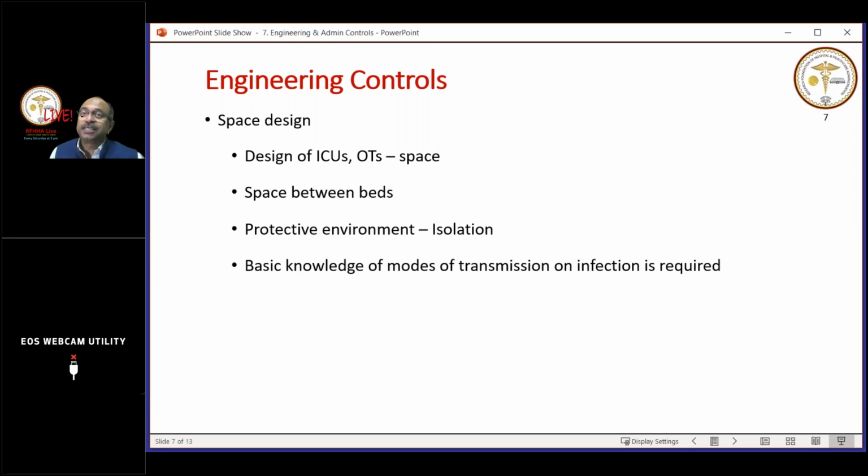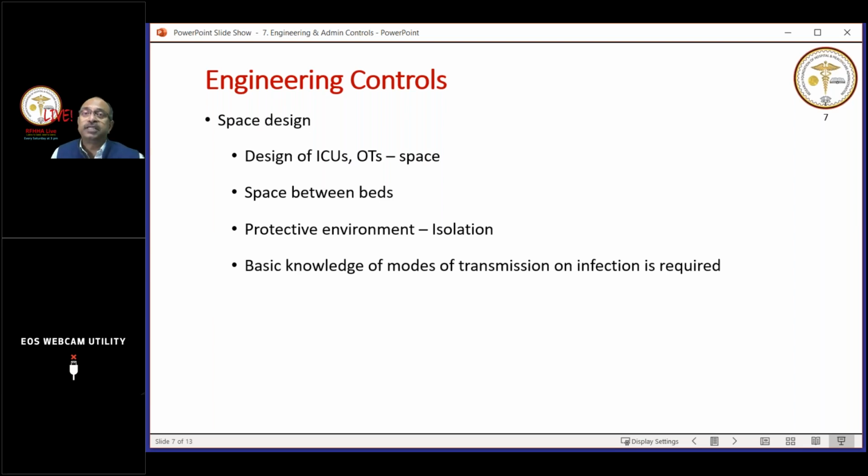Next, we have space between beds. Again, this is a function of total space availability. So if we have space available, one can create spaces between the beds. Ideally, between two beds, there should be a minimum gap of 1.5 meters. Protective environment. So this is an example of engineering control where we create isolation rooms.